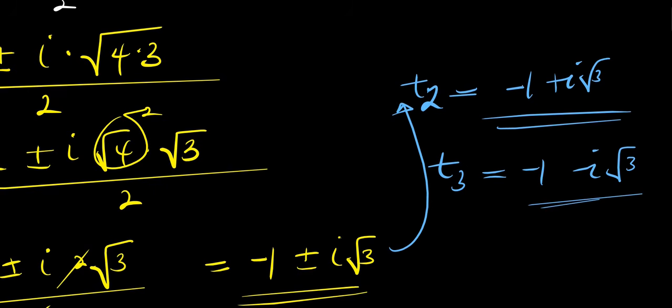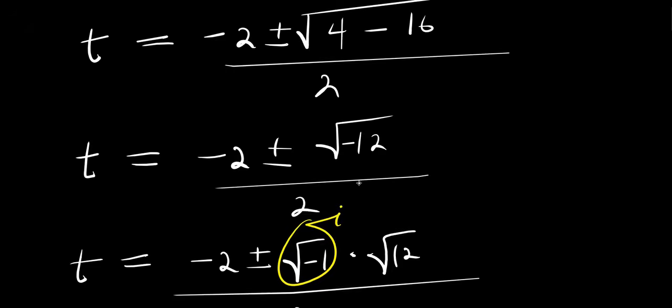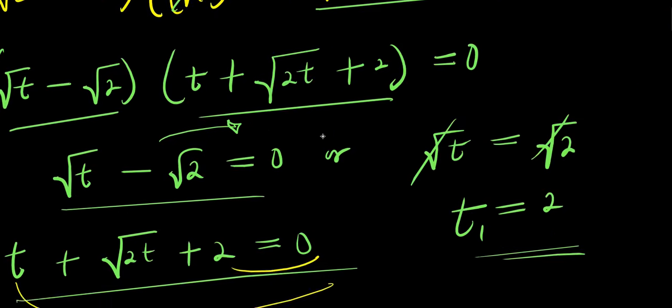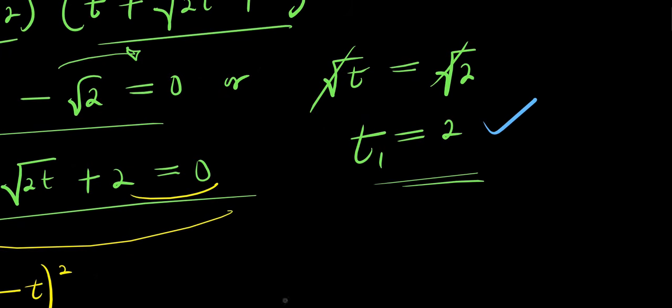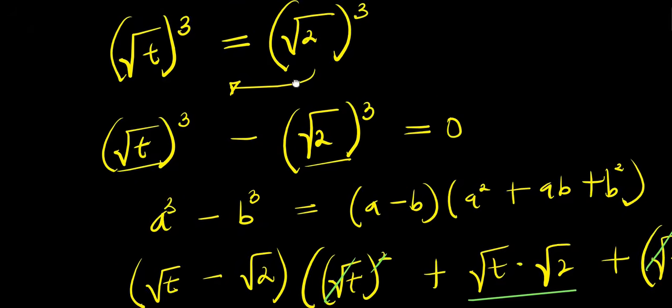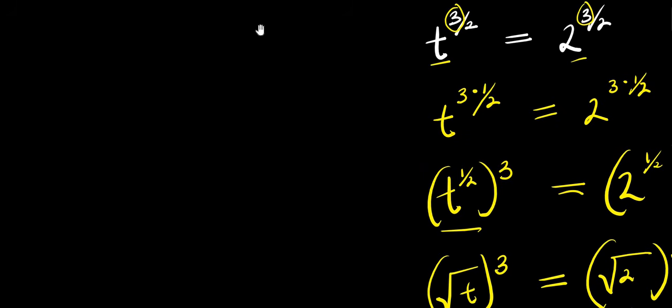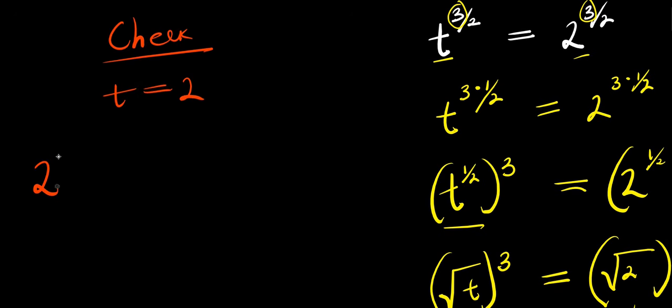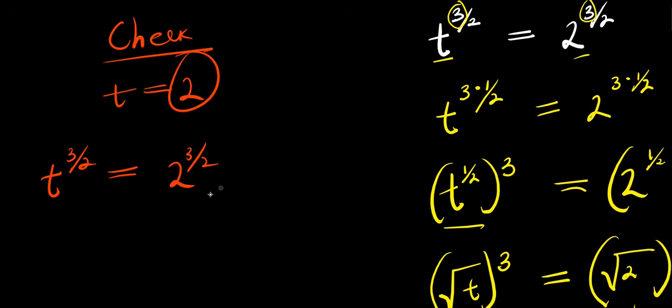These are the two complex values, and remember, we also have one real value for t, which is t equals 2. So if you want to check, you make use of the real value of t by inserting it right here. You have, check. Meanwhile, your t is 2. You have t power 3 over 2 equals 2 power 3 over 2. And your t is 2, so you insert it right here. You have 2 power 3 over 2 equals 2 power 3 over 2.